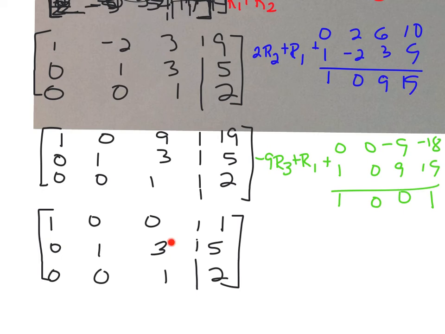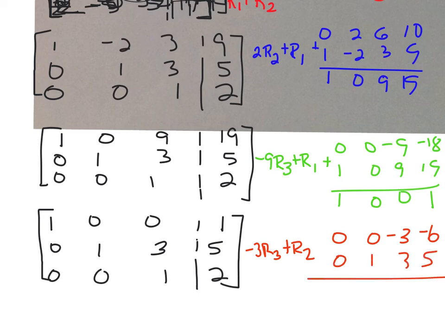All right, so the last thing I need to do is I need to get this 3 to become a 0. So I need to multiply row 3 by -3 and add it to row 2. Okay, so it's going to be -3 row 3 plus row 2. So -3 row 3 is going to be 0, 0, -3, -6. And add it to row 2, which is 0, 1, 3, 5. So I get 0, 1, 0, -1.